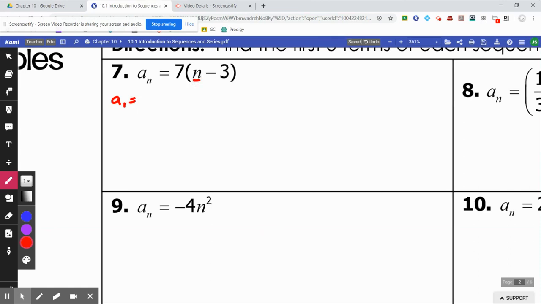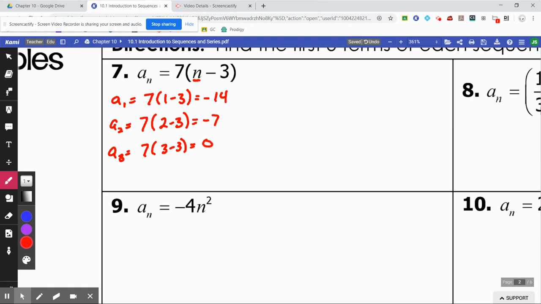n is the term number you're looking for. So in order to find a sub 1, we simply do 7 times 1 minus 3. Take out n and plug in whatever term you're looking for. And that's going to be negative 4. To find a sub 2, we're going to do 7 times 2 minus 3, which would be 7 times negative 1, which is negative 7. To find a sub 3, we're going to do 7 times 3 minus 3, which would be 7 times 0, which is 0. A sub 4 will be 7 times 1, which is 7. And then a sub 5 would be 7 times 2, which is 14.